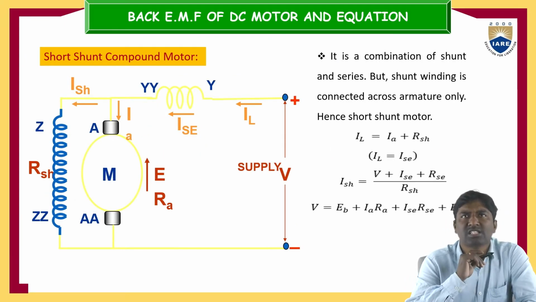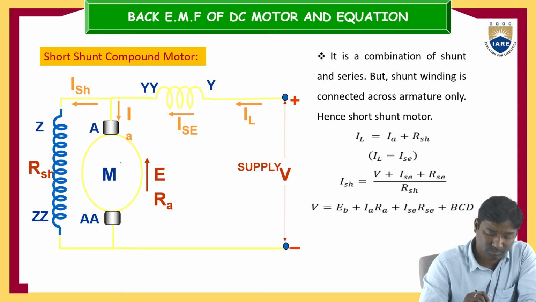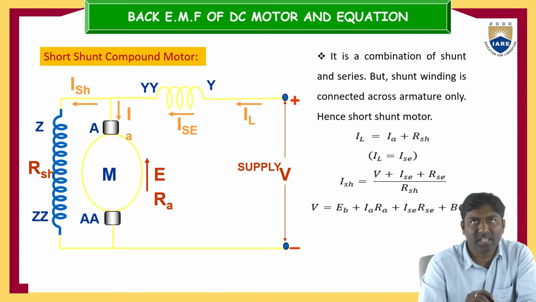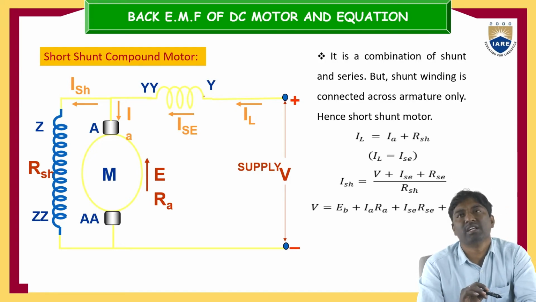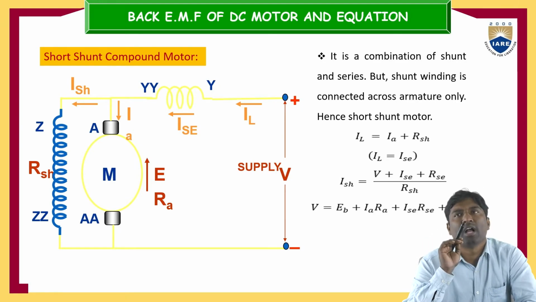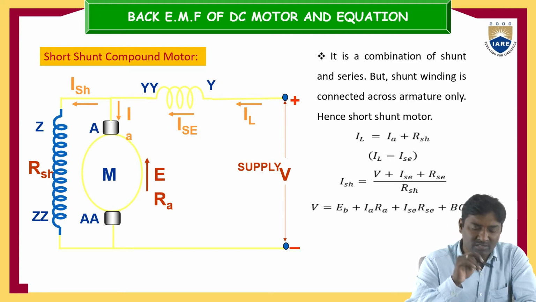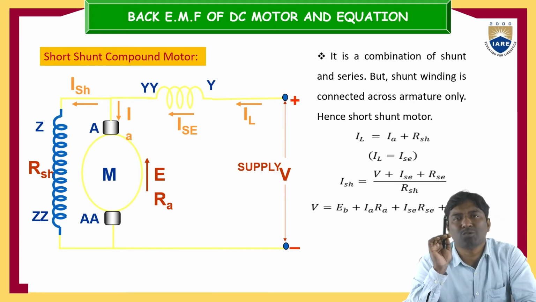That is the short shunt compound motor. So you can observe here, this is the short shunt compound motor. In the case of the short shunt compound motor, the armature winding is connected in parallel with the shunt field winding. Again, that will be connected in series with the series field winding. It is a combination of shunt and series field windings, but the shunt winding is connected across the armature only, in parallel with the armature only. That's why this is called the short shunt motor.